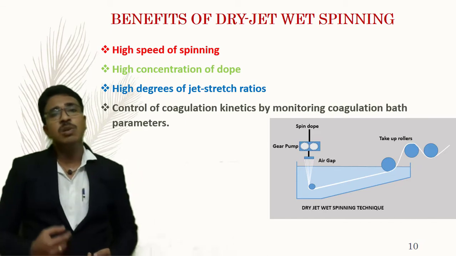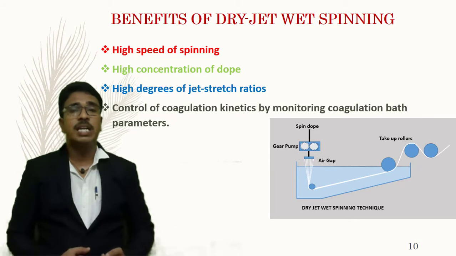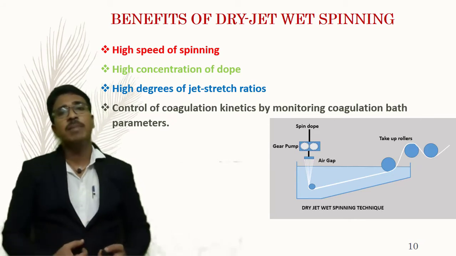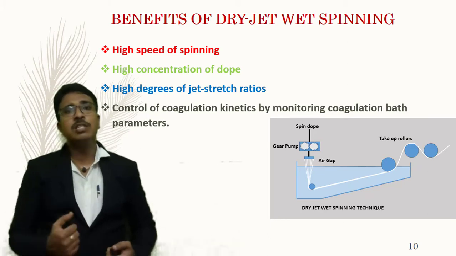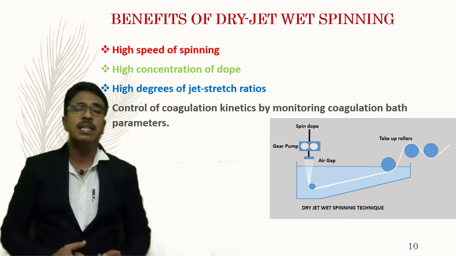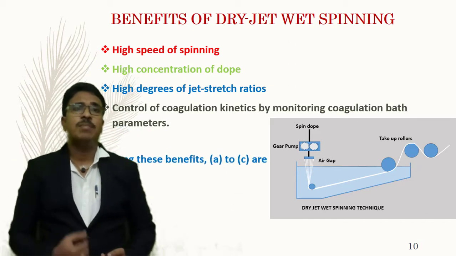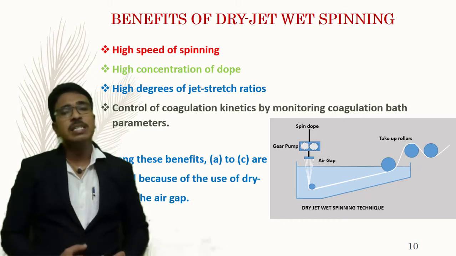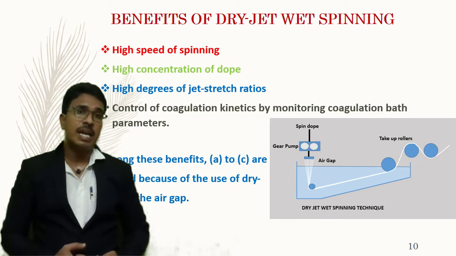And then control of coagulation kinetics by monitoring coagulation bath parameters. We can easily monitor the coagulation bath parameters like the concentration of chemicals to be taken in the coagulation bath, and the kind of chemicals that need to be selected, and depending upon all these things we can maintain the bath kinetics. And then the benefits from A to C are all derived because of the use of dry jet and air gap.